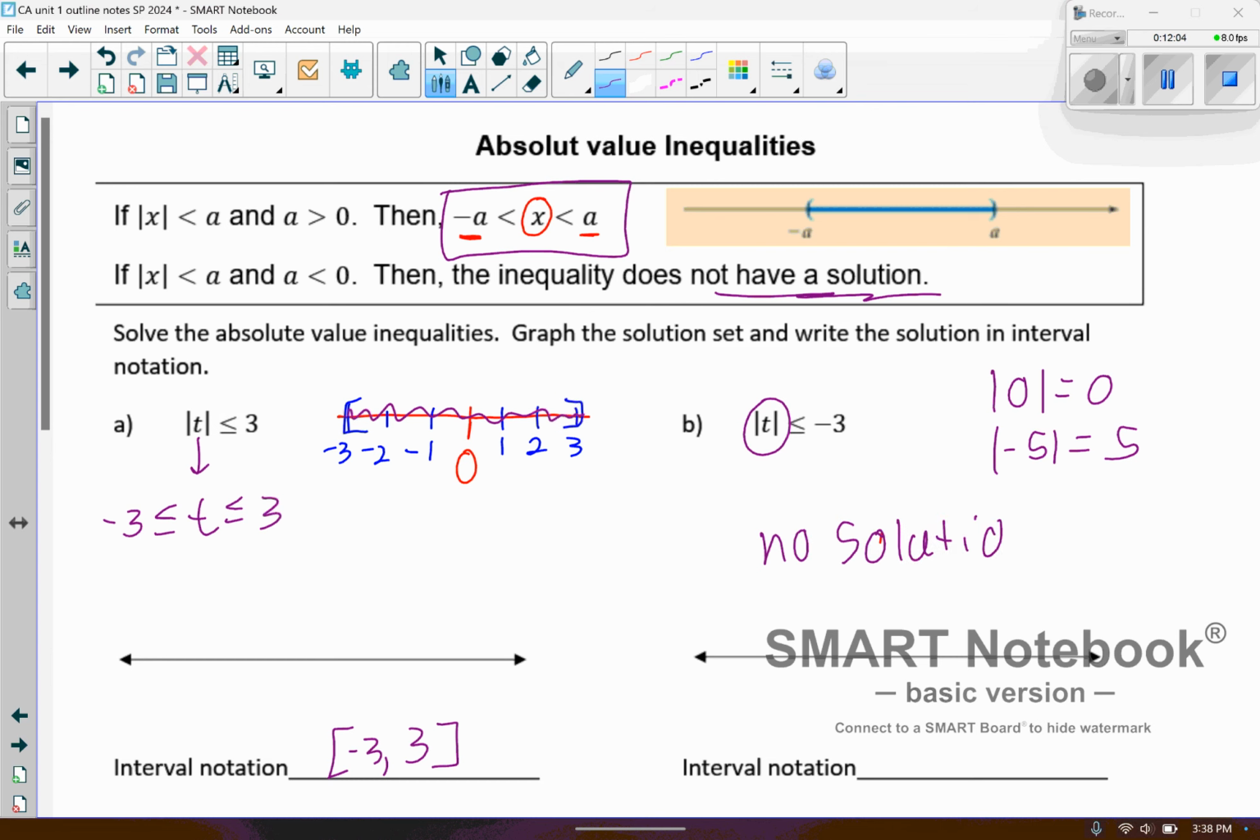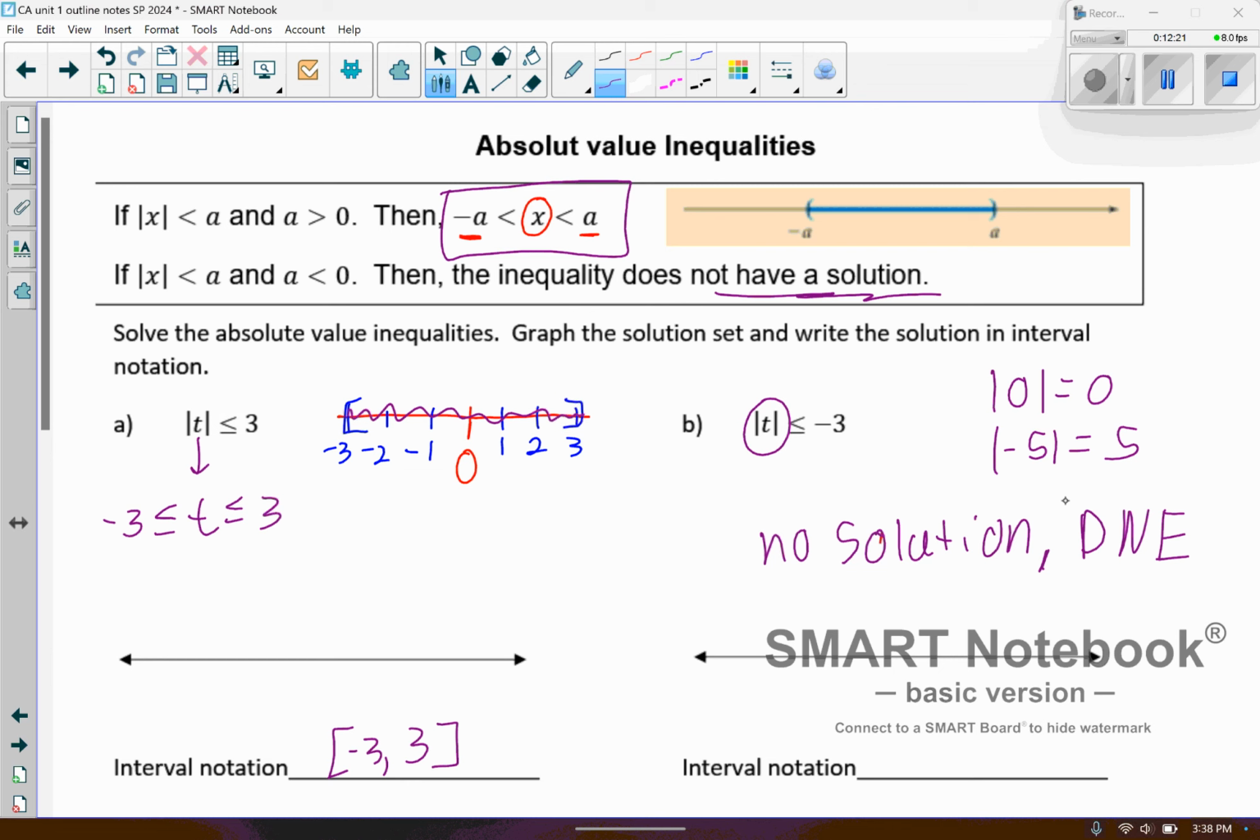And when you're doing your homework, sometimes they'll use this abbreviation, does not exist. So just read your directions because they might use that in place of no solution.